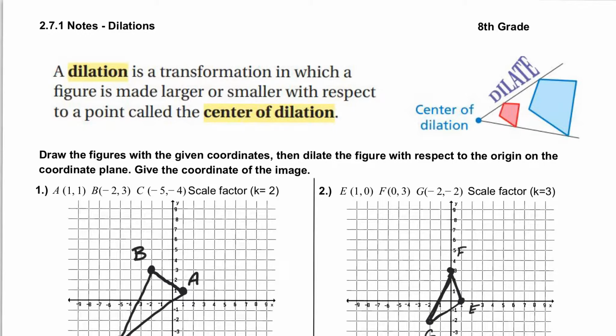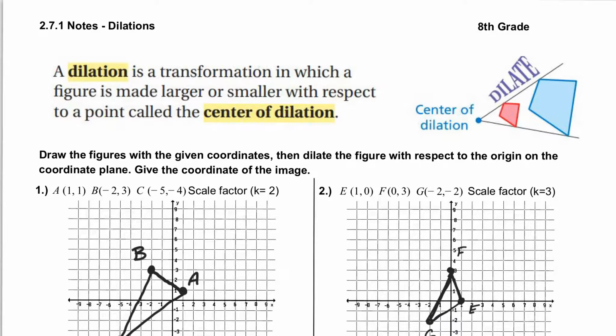This last transformation that we're going to talk about is called a dilation, and a dilation is a transformation which makes our figure bigger or smaller with respect to the point called the center of dilation. Now, for our purposes, the center of dilation is always going to be the origin in these problems. And the last vocab word we need to know there is a scale factor. Our scale factor tells us how much larger or how much smaller our figure is going to be when we perform the dilation. So we'll get into that a little bit more.